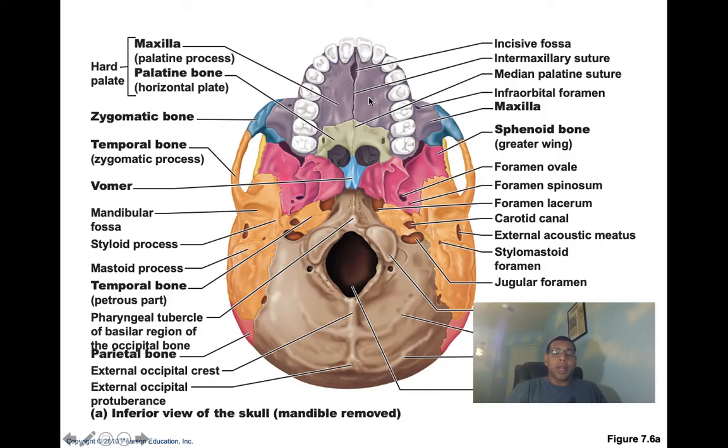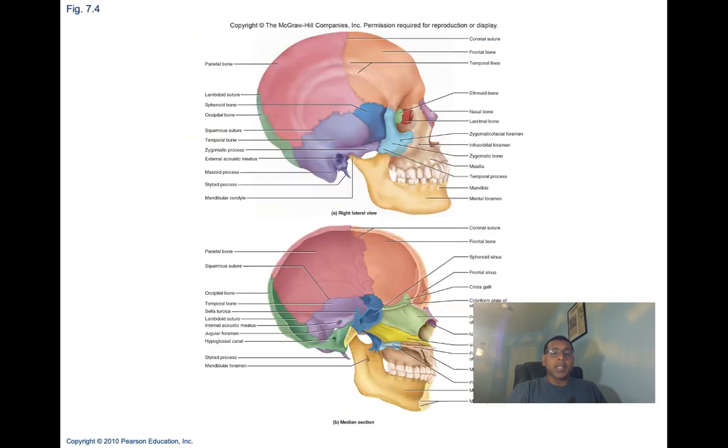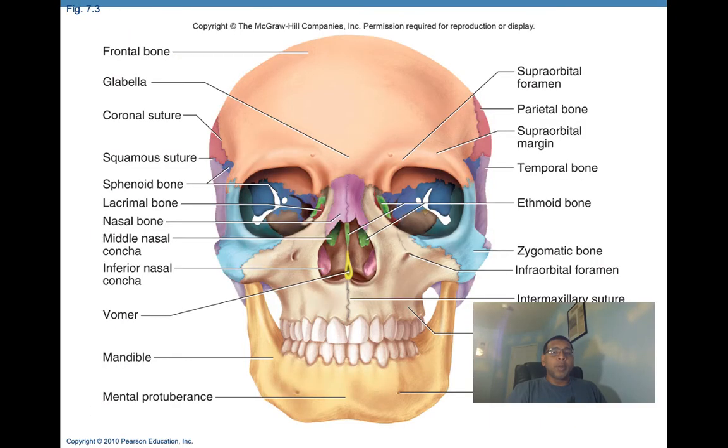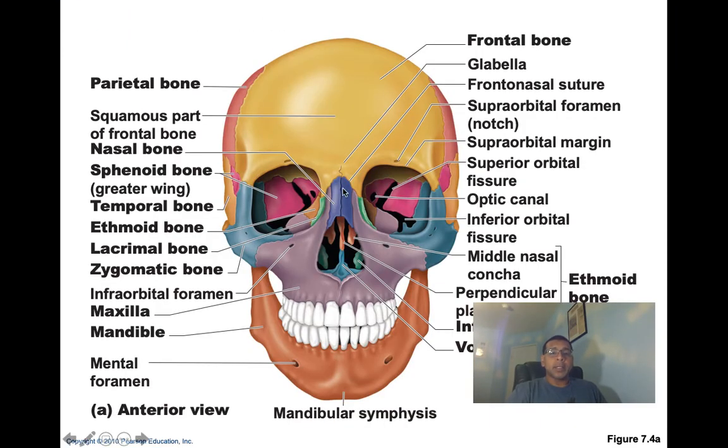Then the frontal process. The frontal process is found forming the lateral aspects of the bridge of the nose. So the frontal processes of the maxillae on both sides form the lateral aspects of the bridge of the nose. And then we have our zygomatic processes of the maxilla, where the zygomatic bones articulate with the maxilla.